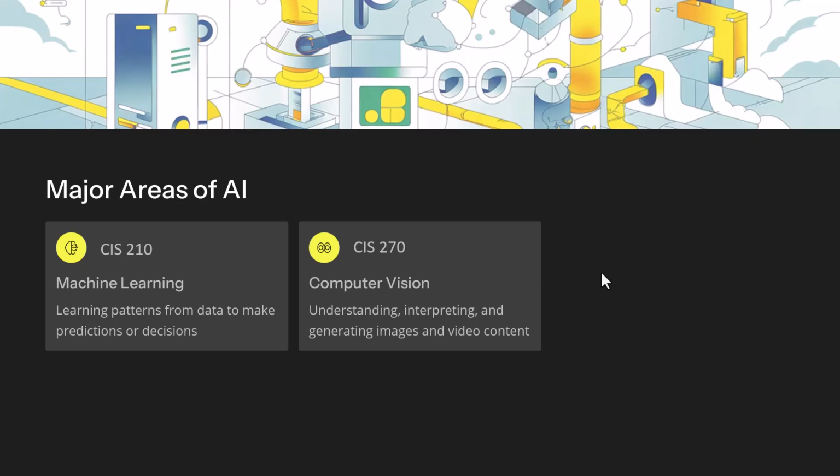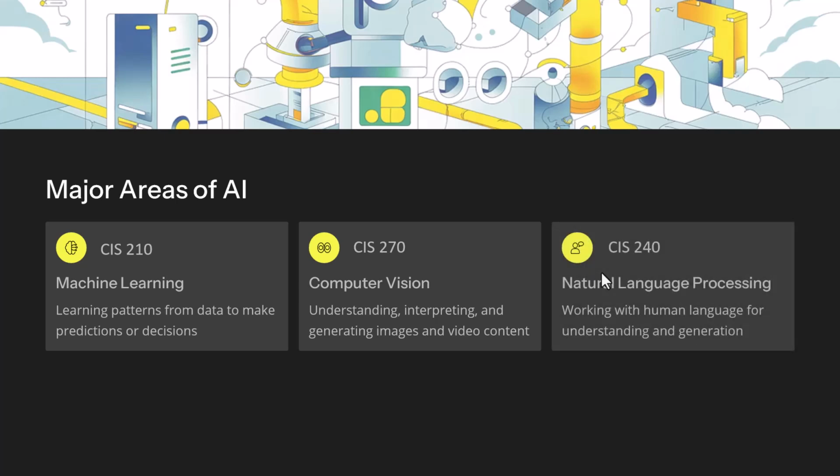We have machine learning, CIS 210. We have computer vision, CIS 270, which relates to understanding, interpreting, and generating images and video content. And then we also have natural language processing, which is CIS 240, which works with human language for understanding and generation. Now you'll also see these oftentimes abbreviated, so you'll see ML for machine learning, CV for computer vision, and NLP for natural language processing. So just know if you see those abbreviations, that's what they're referring to.